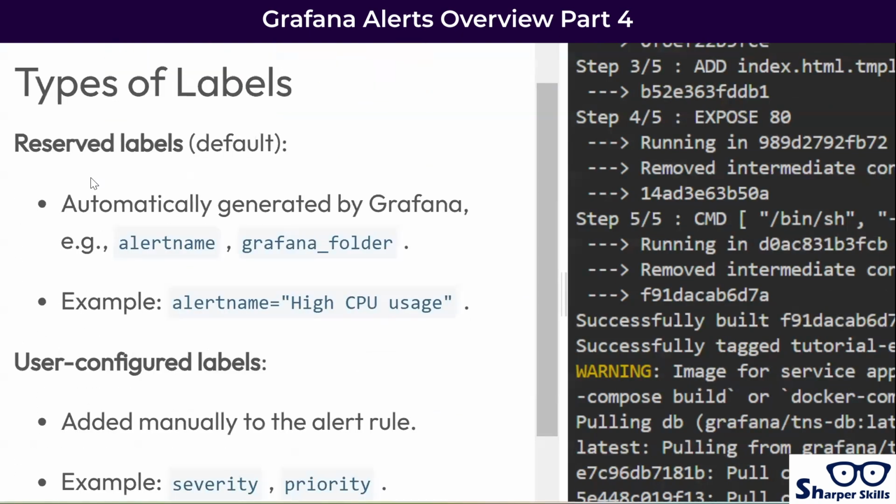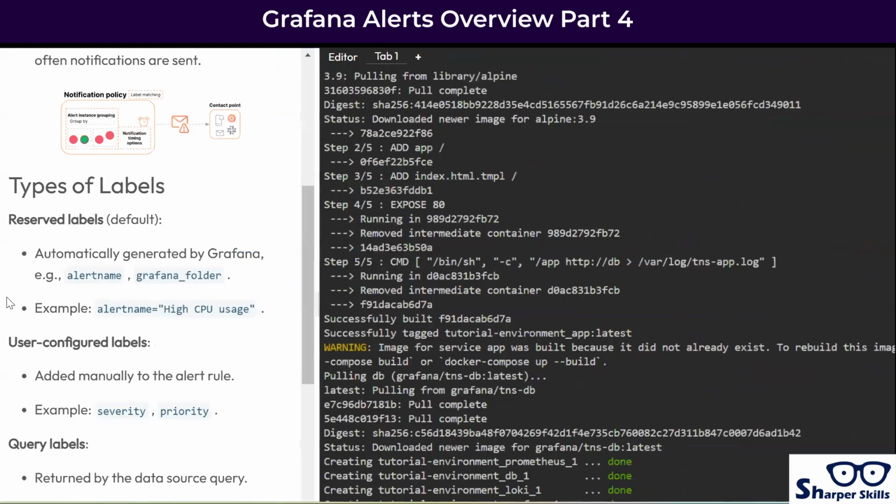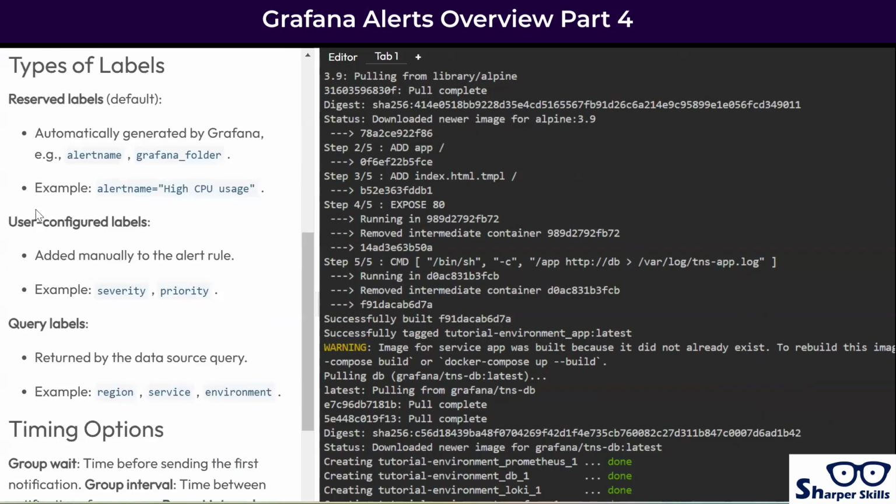There are default labels which are automatically created by Grafana, for example, alert name or Grafana folder. For example, I could set up a label alert name equal to high CPU usage, right? Or you can configure your own labels also. In that case, you have to add them manually, for example on the basis of severity or priority. So one is the labels offered by Grafana. Those are default, so if those are solving your issues, then you can use them. If not, then you're always welcome to create your own.